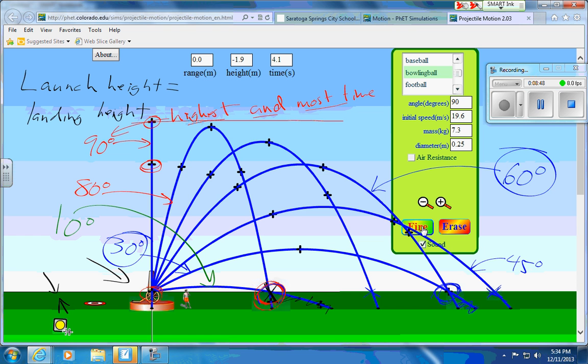And the longest horizontal range, the farthest you can get it to go at a given launch speed, is 45 degrees. That is another takeaway, please, from this little lesson. Projectiles launched at the same speed at different angles from level ground.